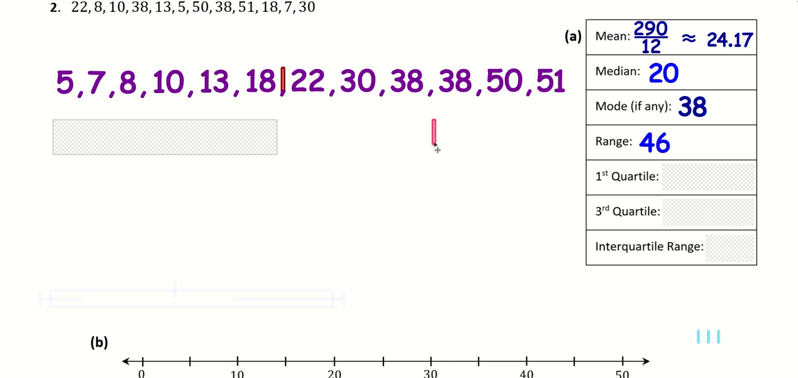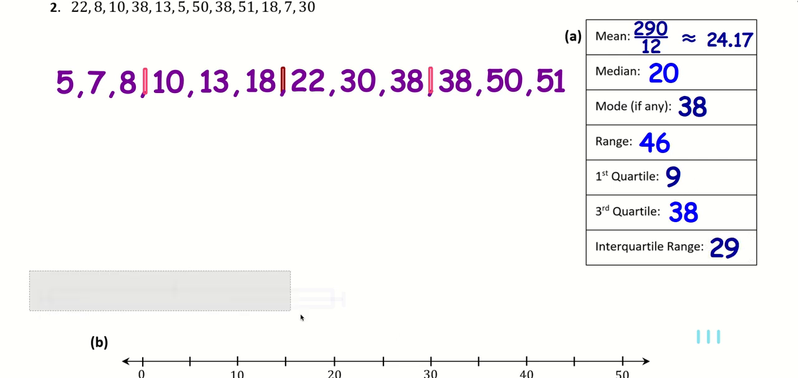And then looks like to find the upper, that'll be the third one. So remember, what's the average, or what's in between 38 and 38? Just 38. And then for the lower half, looks like we were going between 8 and 10 for 9. And then when we subtract those, we get 29.